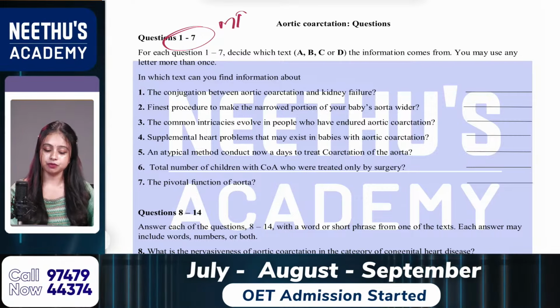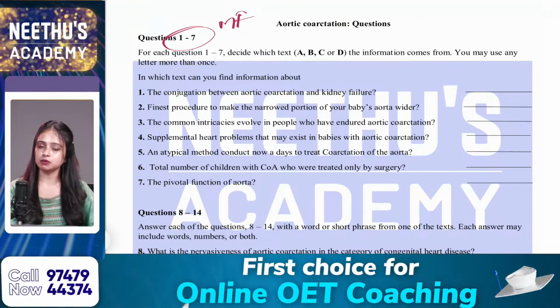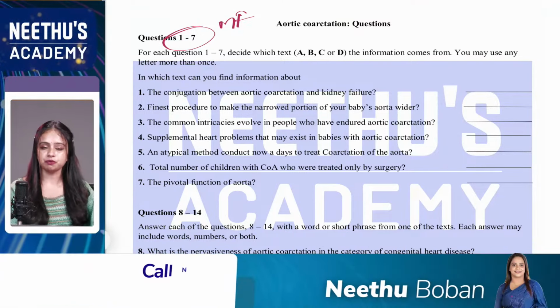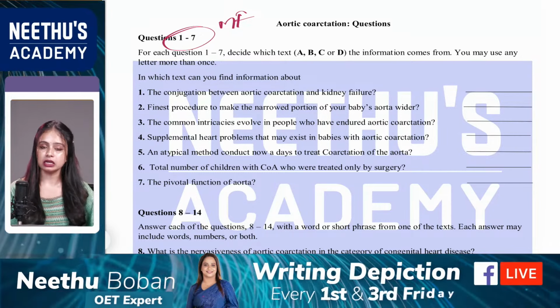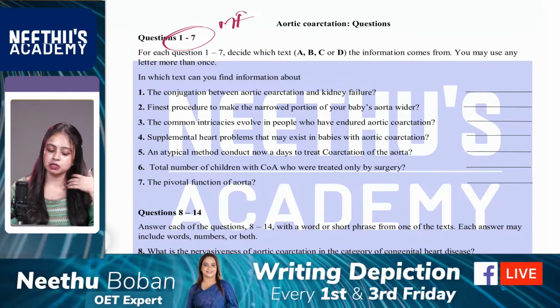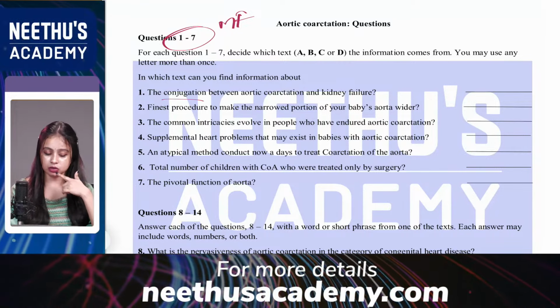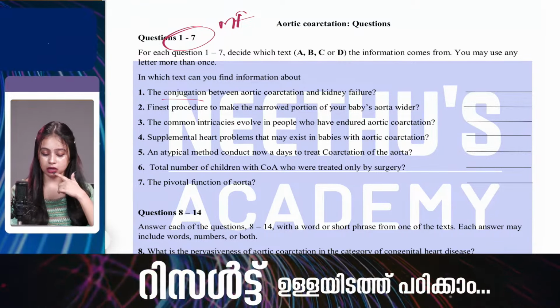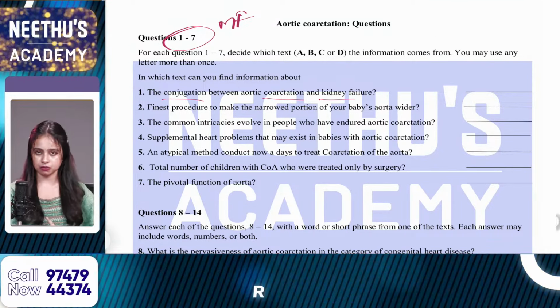Okay, match the following questions. So when you read the question, underline the keywords from each of the questions. So the first one, the conjugation between aortic coarctation and kidney failure. So where is it mentioned? The conjugation between aortic coarctation and kidney failure. So my keywords: conjugation, then coarctation and kidney failure. So these are my keywords from the first question.